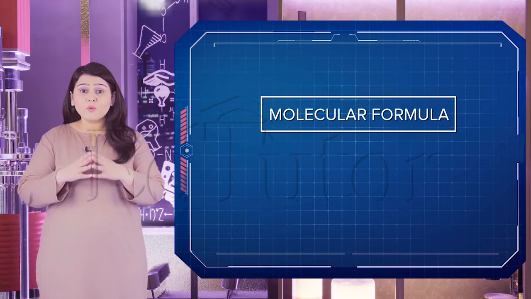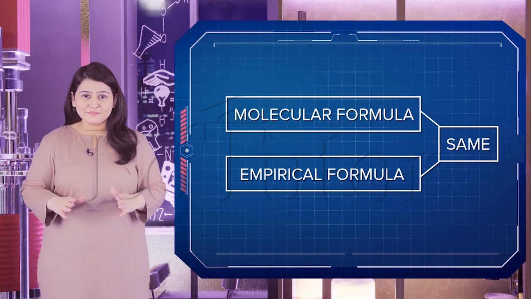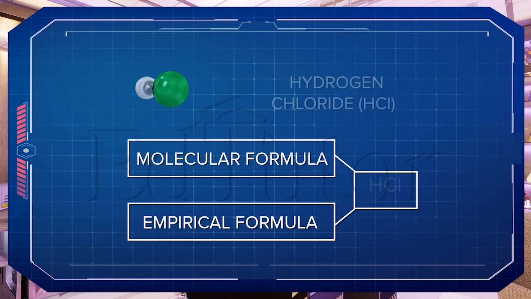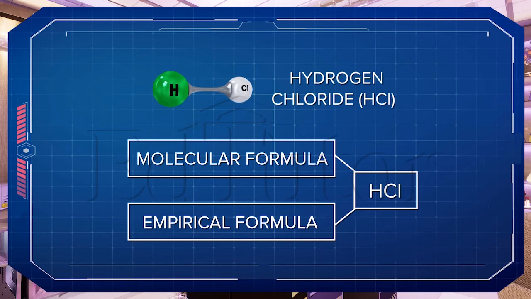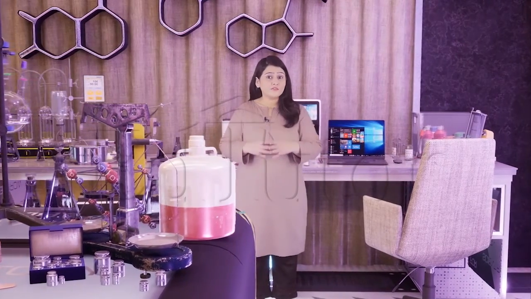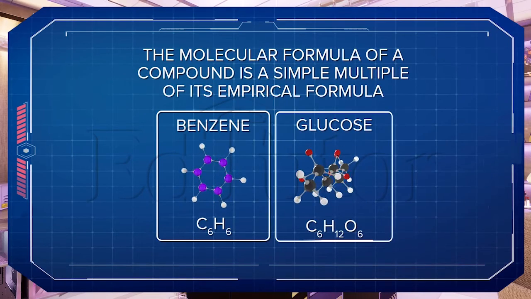In some cases, the molecular formula and empirical formula of a compound are the same. For example, water is H2O. So its empirical formula as well as its molecular formula will be H2O. There is another compound, HCl. Here, both molecular formula and empirical formula are the same. But most of the time, the molecular formula of a compound is a simple multiple of its empirical formula, like in benzene and in glucose.